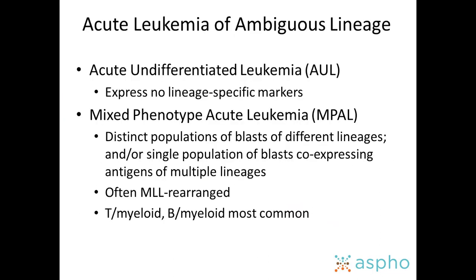Okay, so I mentioned mixed phenotype acute leukemia. So there are two classes in the WHO classification of what are called acute leukemias of ambiguous lineage.